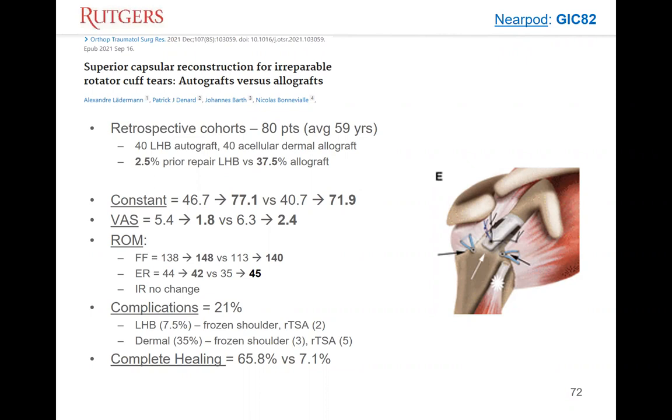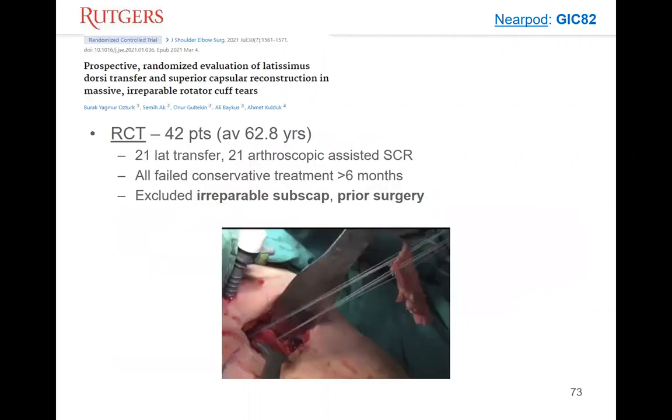And while this study showed overall similar improvements in both groups, it's difficult to draw many conclusions given that the groups were not similar at baseline and the dermal group had more prior surgeries. So a better designed study with matched cohorts would be needed to better elucidate the differences.